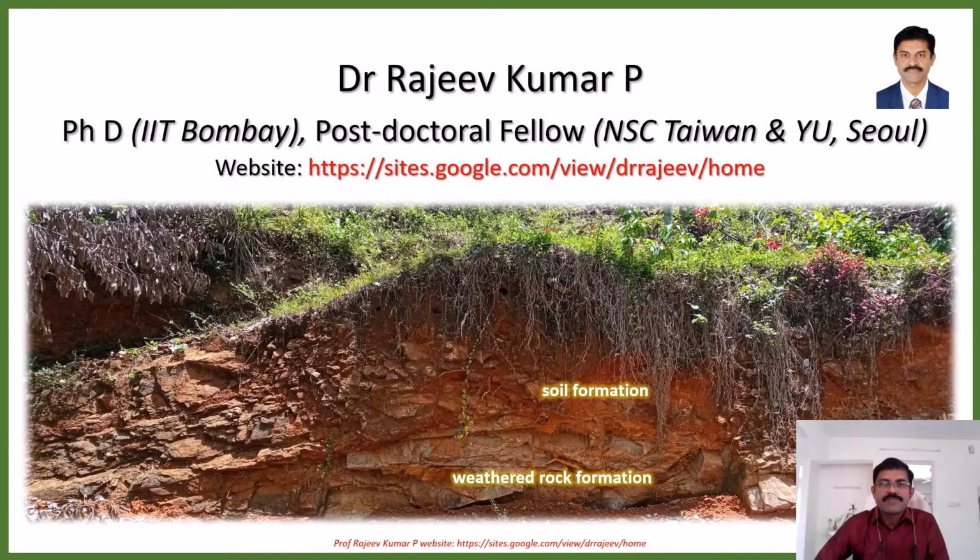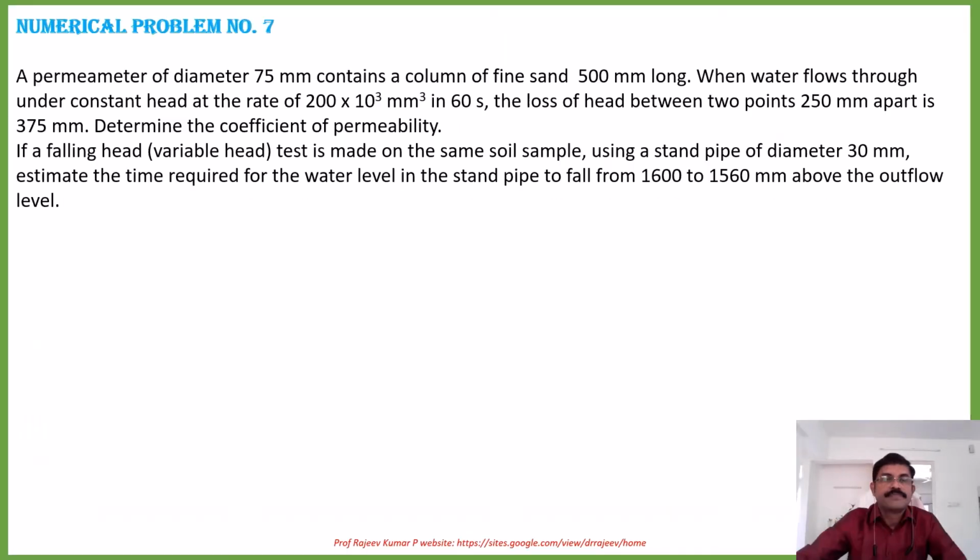Today I am going to discuss with you a numerical problem related to permeability of soils. The numerical problem given to you is this one. A permeameter of diameter 75 mm contains a column of fine sand 500 mm long. When water flows through under constant head at the rate of 200 × 10³ mm³ in 60 seconds, the loss of head between 2 points 250 millimeter apart is 375 millimeter. Determine the coefficient of permeability.